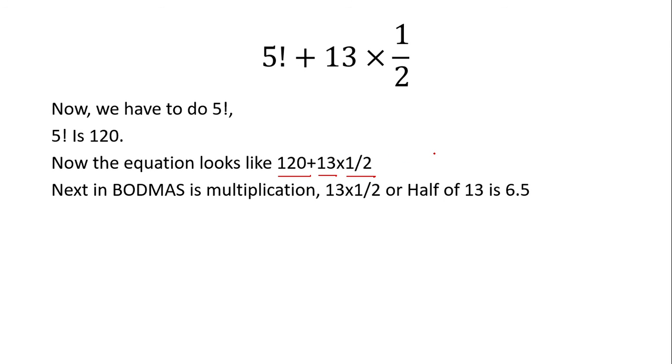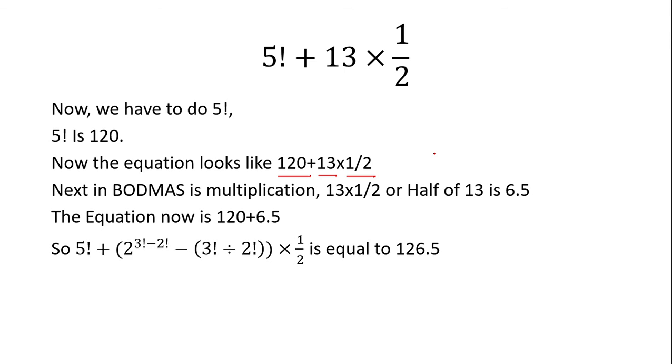Next in BODMAS is multiplication, if you are understanding. 13 times half, or 1/2 of 13, is 6.5. The equation is now 120 plus 6.5. From before, the question was really long, now it's really short. So, in the end, this long equation, if you thought this number was huge, the answer is only 126.5.